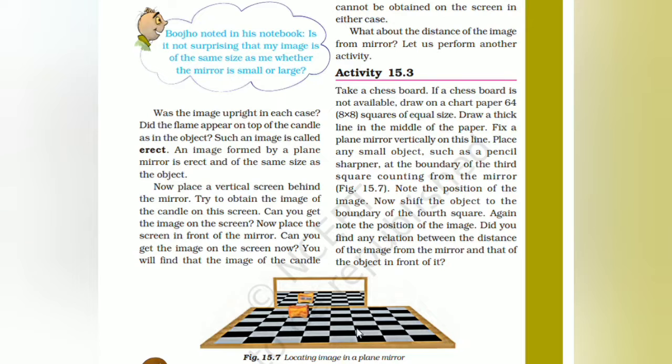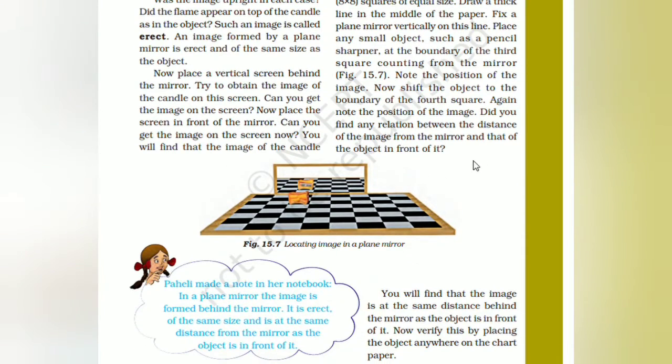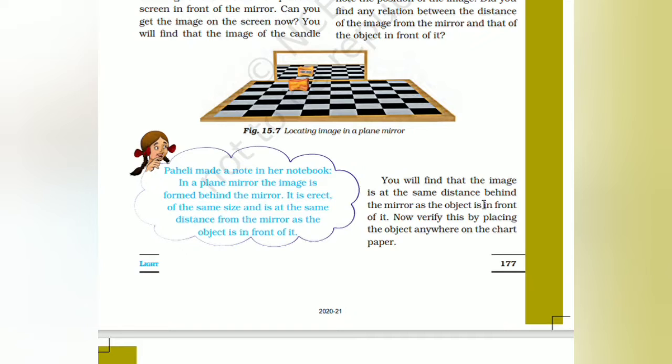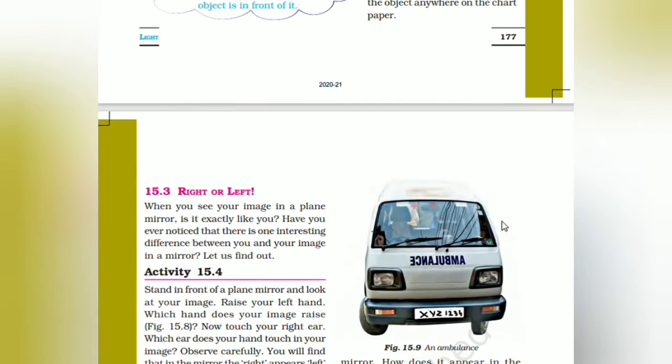See what is happening here. What do you find in relation to the distance of the image? It seems to be farther. You will find that the image is at the same distance behind the mirror as the object is in front of it. Verify by pressing a pin anywhere on the chart paper.